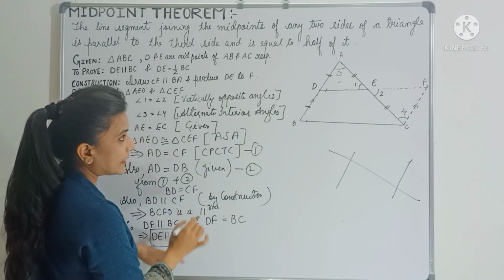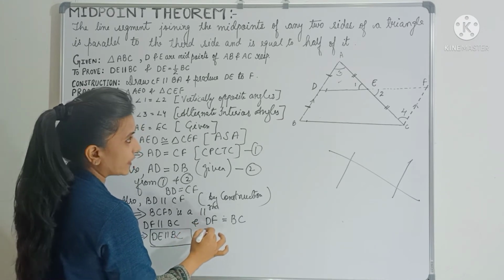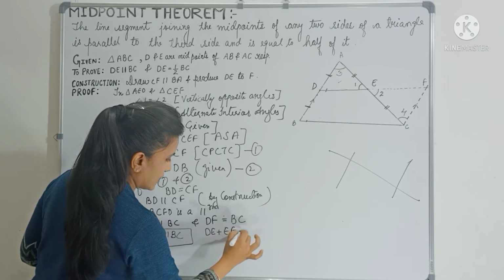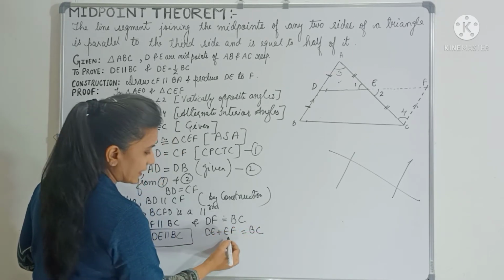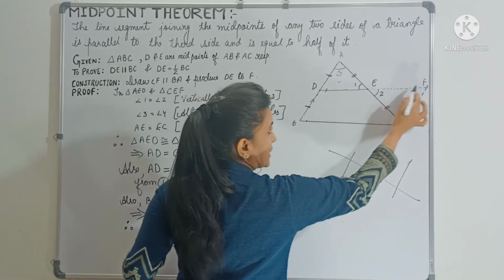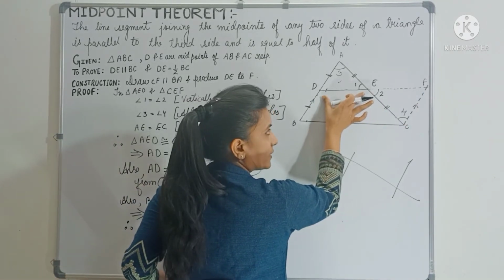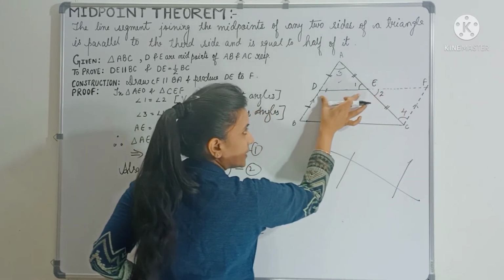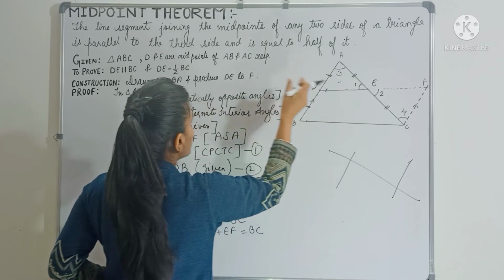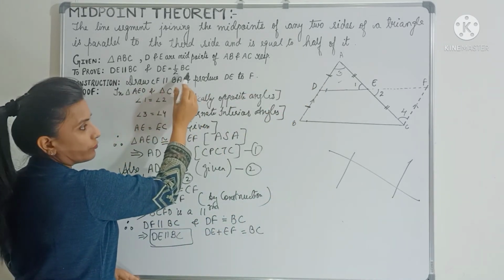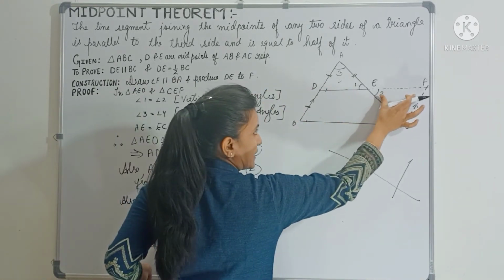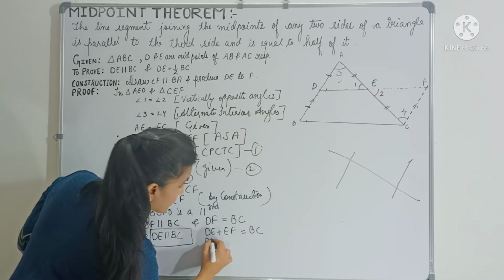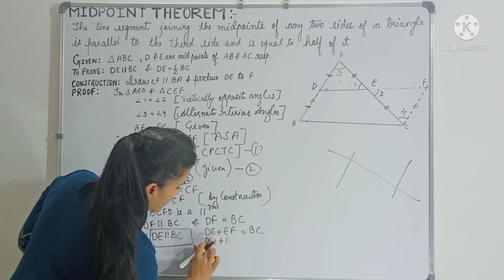So now here DF, I can break it down. I can write DF as DE plus EF is equal to BC, right? Now, can I replace EF with DE? Yes, I can replace because they are equal, right? Now, why am I replacing EF with DE? Because I need DE. I have to show that DE is equal to half of BC, right? So I will replace EF with DE.